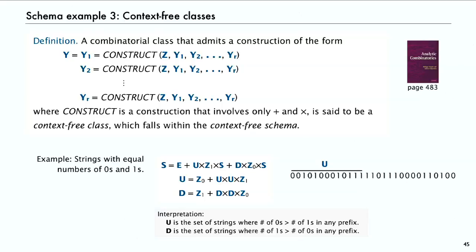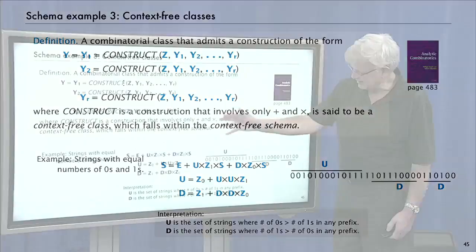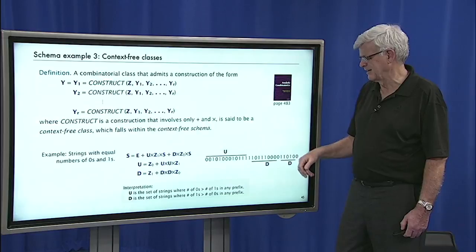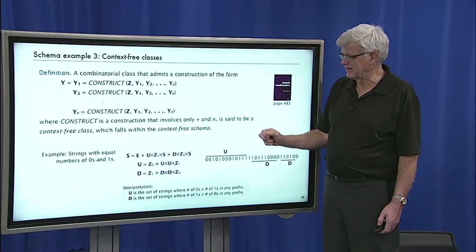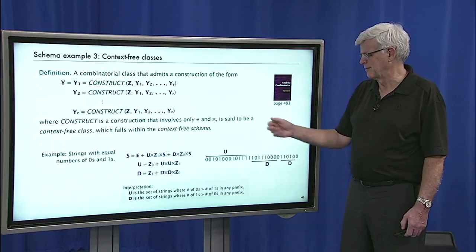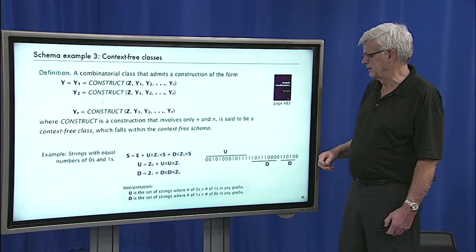Then you take a U, the number of zeros is bigger, but then it runs out, so you need a 1, and then you take a D, and the number of zeros is bigger, so you take a 0, and so forth. These constructions illustrate this idea. And anyway, that's about context-free grammars. There are many examples that people have studied.